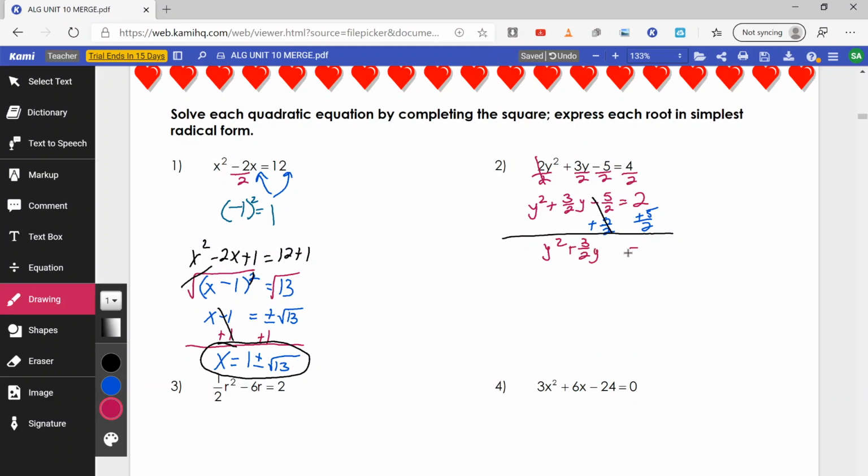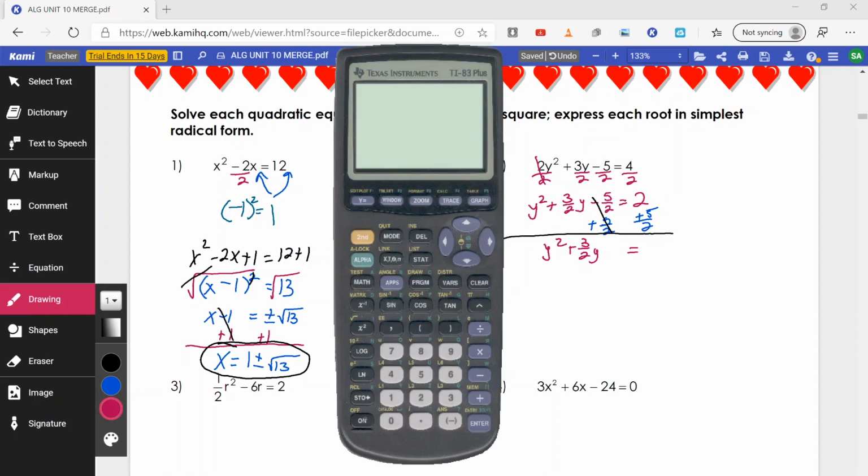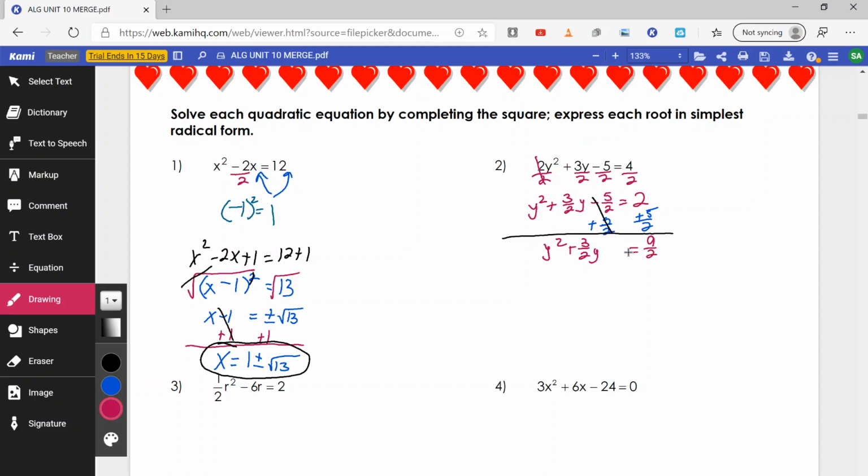Equals, and then when I add 2 plus 5 halves, so we have 2 plus 5 halves, gives me 4.5, and I'm going to put it into a fraction since everything else is a fraction, 9 halves. So now we are in the correct format. We have y squared plus 3y halves equals 9 halves. The variable is on one side of the equal sign, the number is on the other.